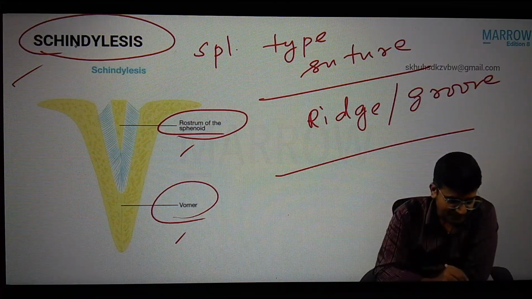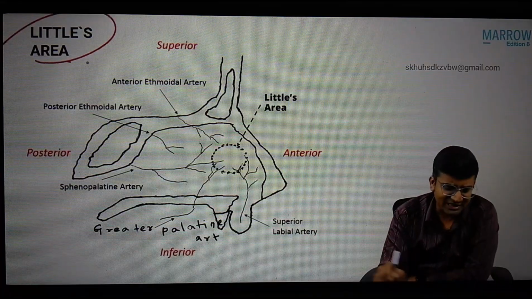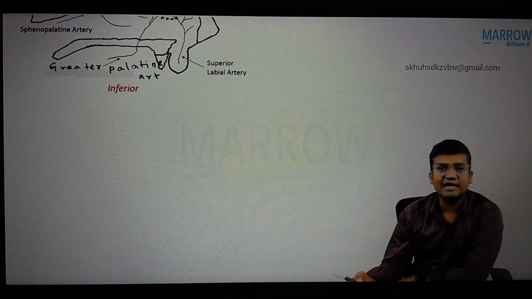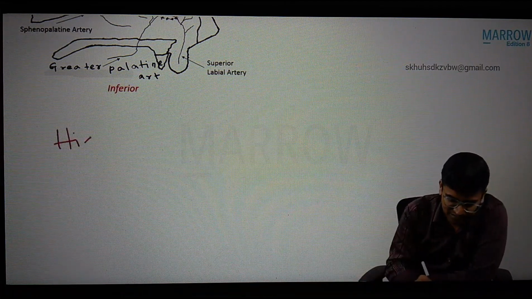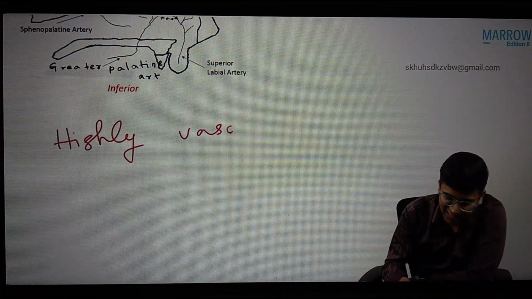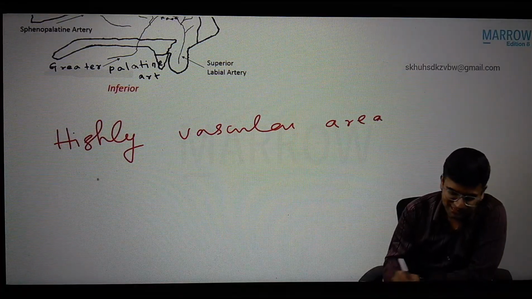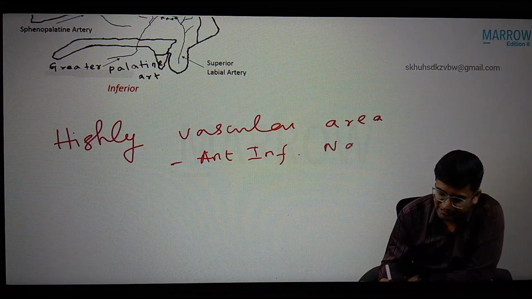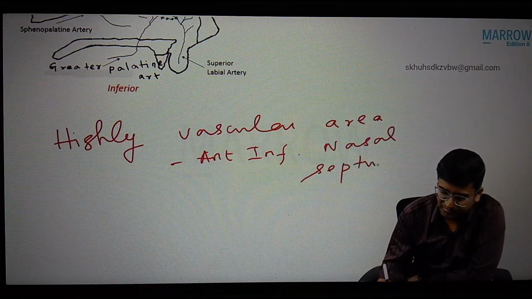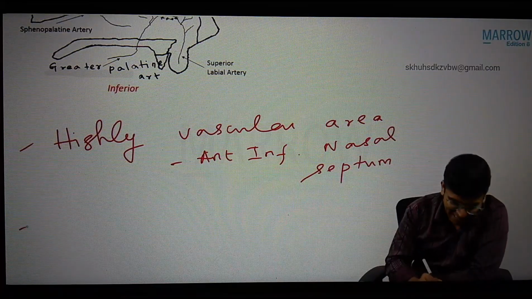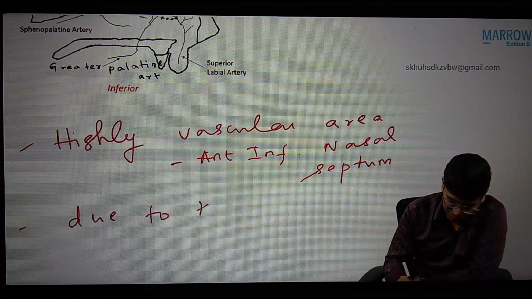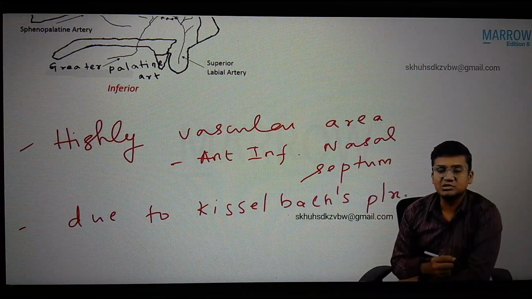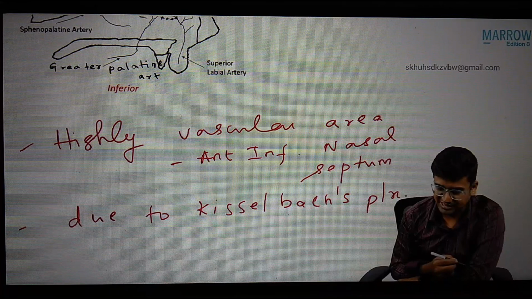Okay, right. Next, we're going to see Little's area. See, Little's area is nothing but the highly vascular area in the antero-inferior aspect of the nasal septum. Little's area is the highly vascular area in the antero-inferior aspect of nasal septum. Now, why is it highly vascular? It is highly vascular due to anastomosis, due to Kiesselbach's plexus. It is highly vascular because of artery anastomosis, Kiesselbach plexus.